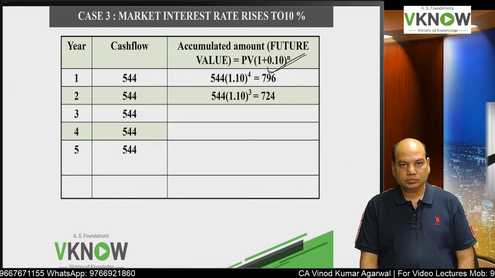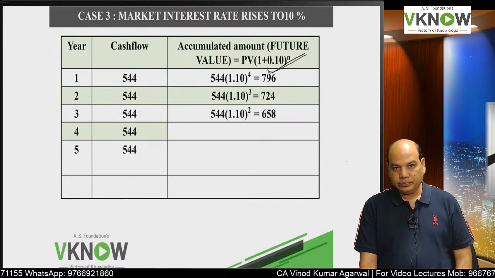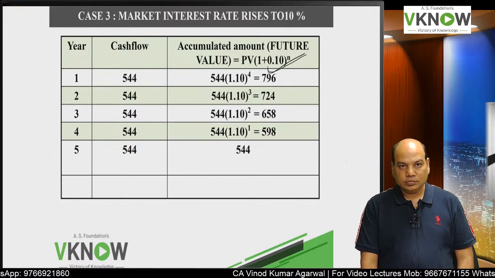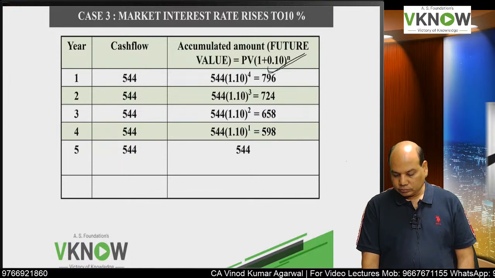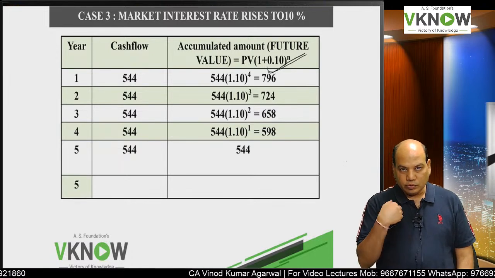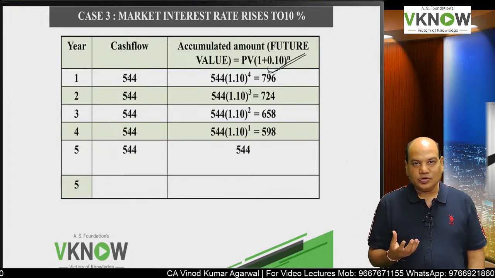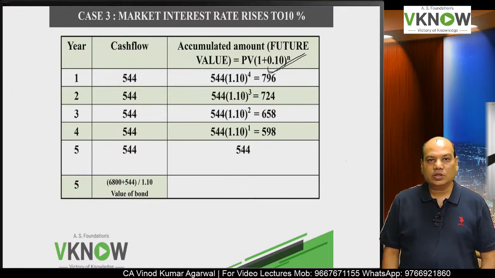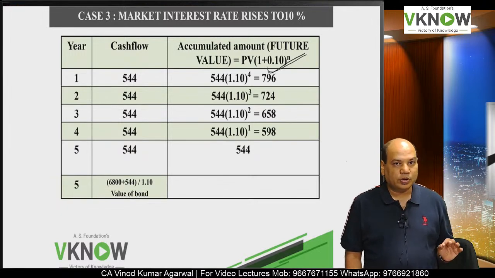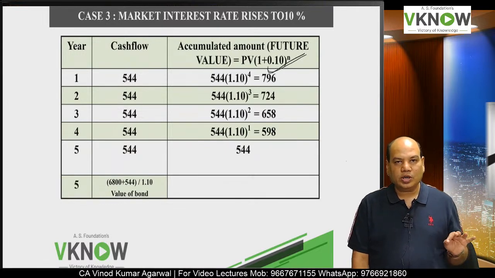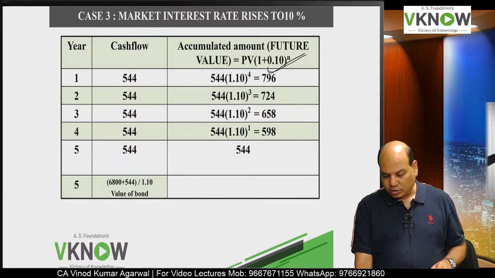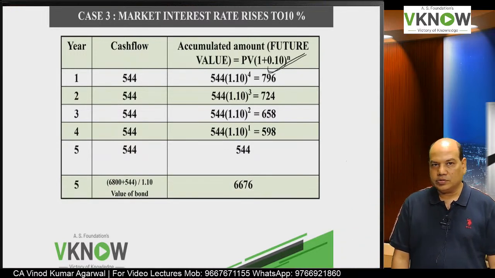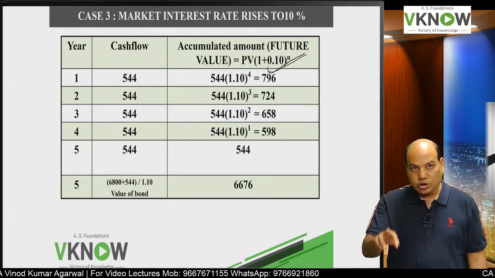796, 724, 658, 598, 544. And in the 5th year, when you go to sell the bond, the discount rate applicable will be 10% now. So 6800 plus 544 divided by 1.10. That is the amount you will realize at the end of the 5th year by selling the bond, which is 6676. And now you tell me the total.